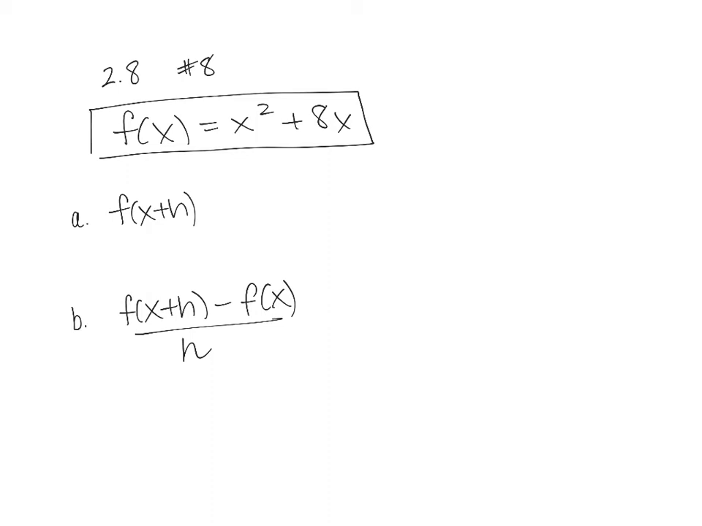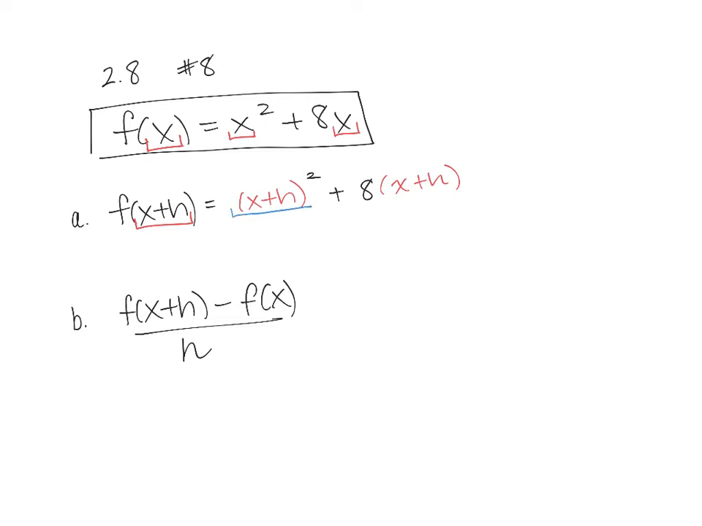Really, this is a lot about just plugging things in. So instead of x being our input, we're going to have x plus h. So x plus h will have to go everywhere there was an x. So this is going to end up being x plus h, we're going to have to square that quantity, plus 8 times that x plus h. And then we're going to have to simplify that.